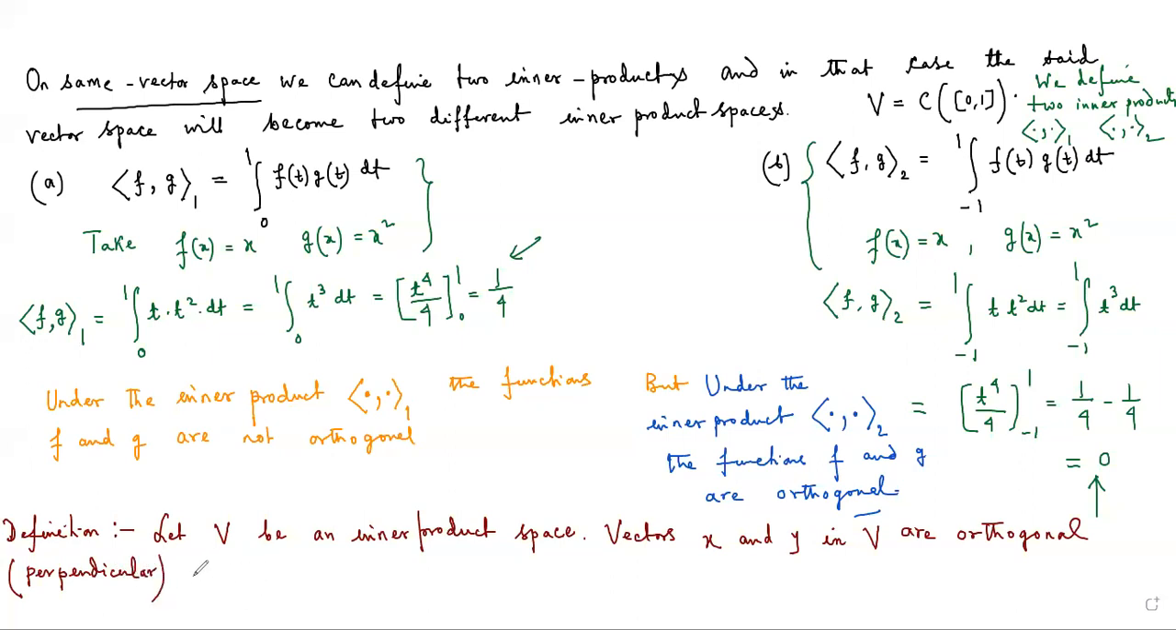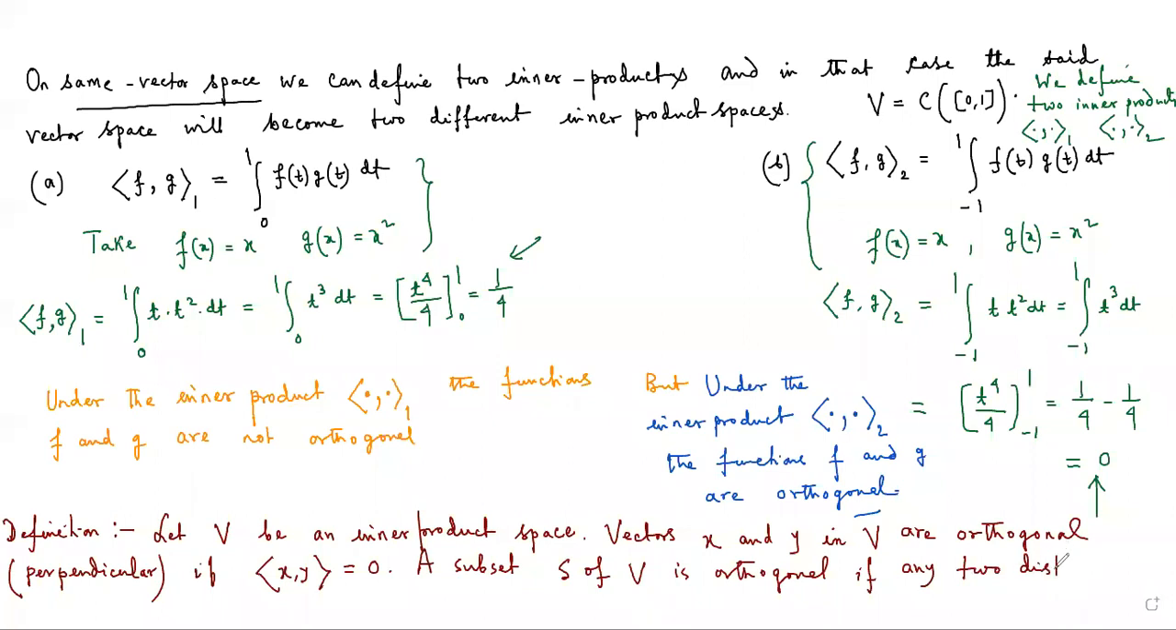if their inner product is 0. If the inner product of x and y equals 0, then x and y are orthogonal. A subset S of V is orthogonal if any two distinct vectors in S are orthogonal.